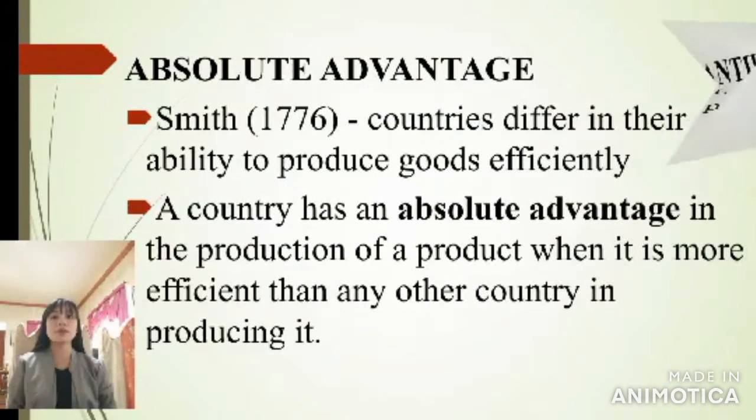Absolute advantage. According to Smith, countries differ in their ability to produce goods efficiently. A country has an absolute advantage in the production of a product when it is more efficient than any other country in producing it.